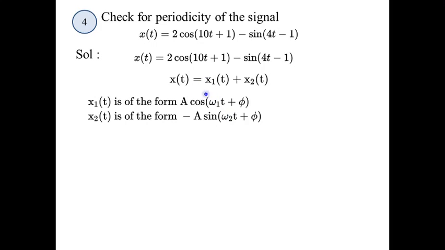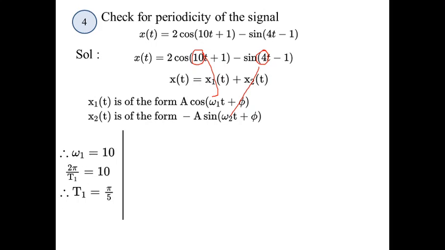So you try to compare this signal. You can find that this is 10 and here it is omega 1, right? Similarly, here it is 4, which can be compared here with omega 2, right? So when you compare, you can find out that the value of omega 1 is equal to 10, right? From this you can find out what is the value of t1, right? Then proceeding on, you can find out omega 2 equal to 4. So you can find out t2 is equal to pi by 2.